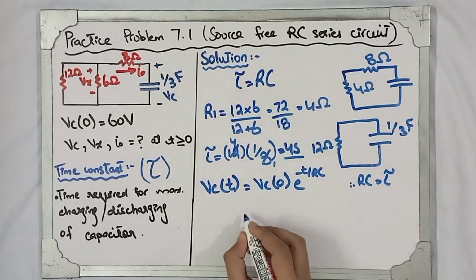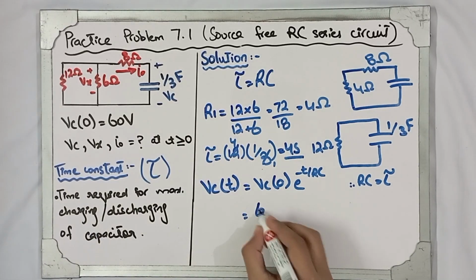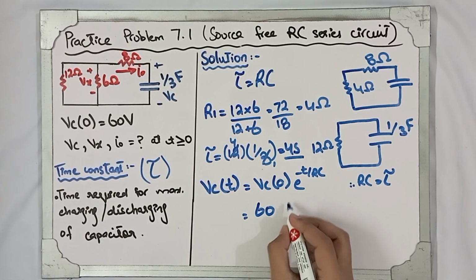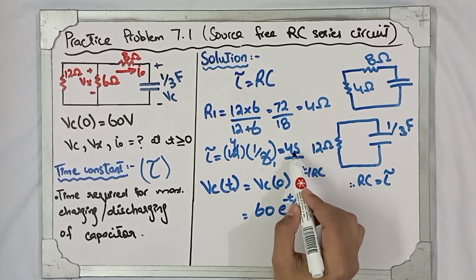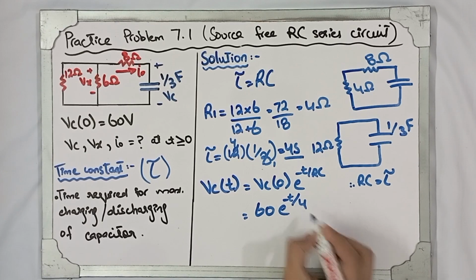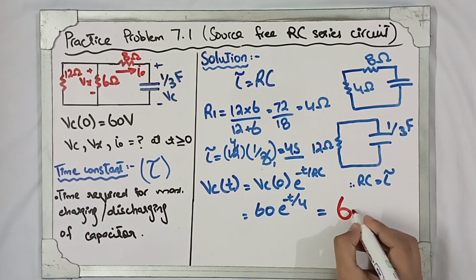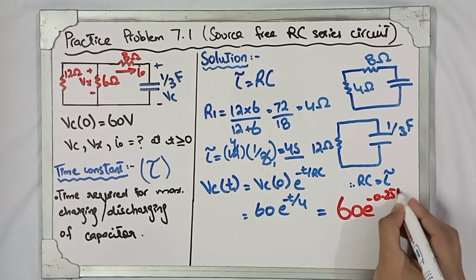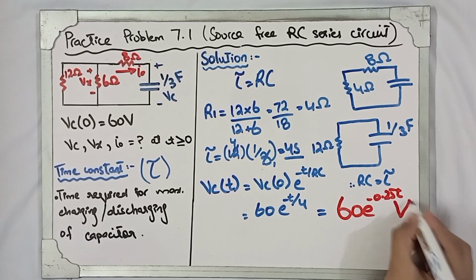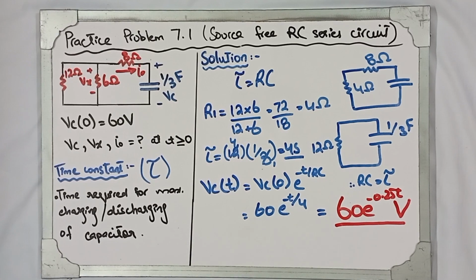So now simply putting in the values, Vc at 0 is 60 into e raised to the power minus t divided by 4. So our final simplified answer for the capacitor voltage at time t will be 60 into e raised to the power minus 0.25t volts. So this is the answer for the capacitor voltage at time t, right?